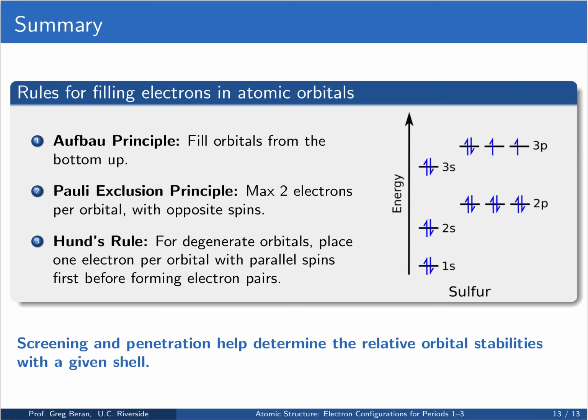Now these 3 rules work beautifully for the first 3 periods of the periodic table. In the next lecture, we'll talk about elements in later periods. As we'll see, the details start to get a little more complicated, and these simple rules of thumb don't always work perfectly. Nevertheless, the guidance these rules offer works for most of the elements in the periodic table.